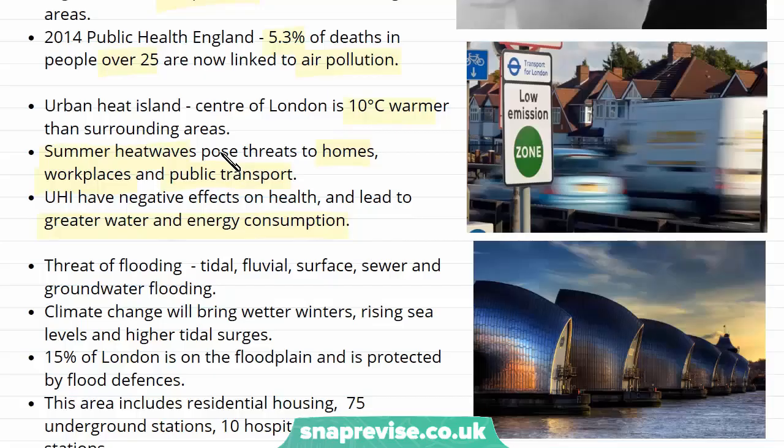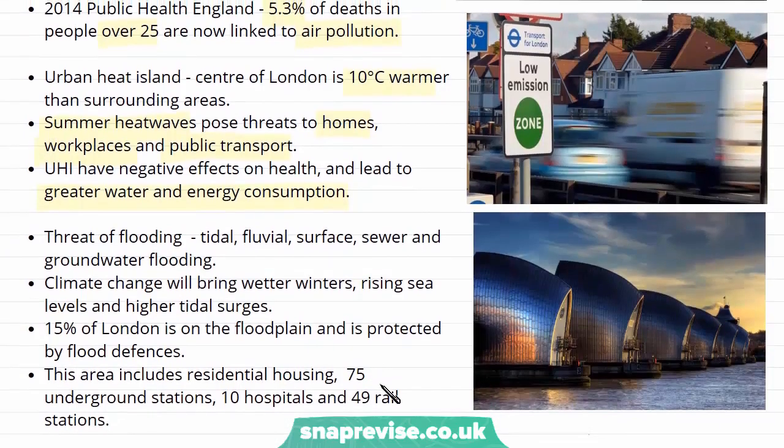And another environmental threat to London is the threat of flooding. As we saw, London is based around the River Thames, and a lot of the city is built on the floodplain. So London's at risk of many different types of flooding, including tidal, fluvial, surface, sewer and groundwater flooding. This is an extremely significant risk to London, and it's thought that with climate change this will bring wetter winters to the UK, also rising sea levels and higher tidal surges, which will serve to increase the risk of flooding even more.